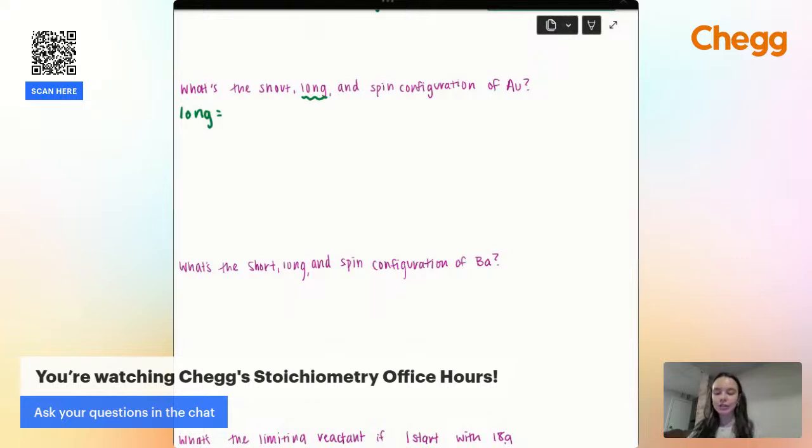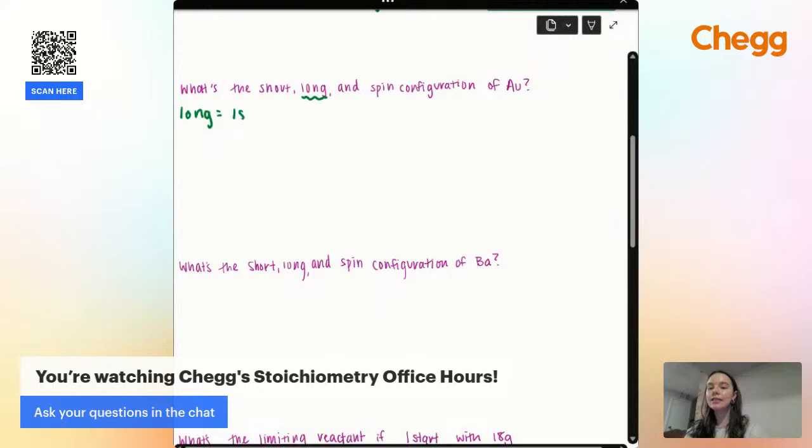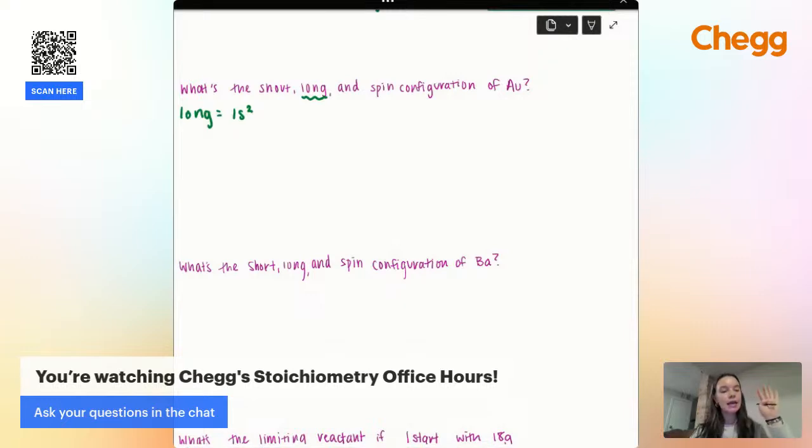So we're going to start at the top left of the periodic table where hydrogen is. And that is our 1s orbital. It's our s column. So we're going to have 1s2. That 2 is because there's 2 elements in the s orbital, 2 electrons in the s orbital.